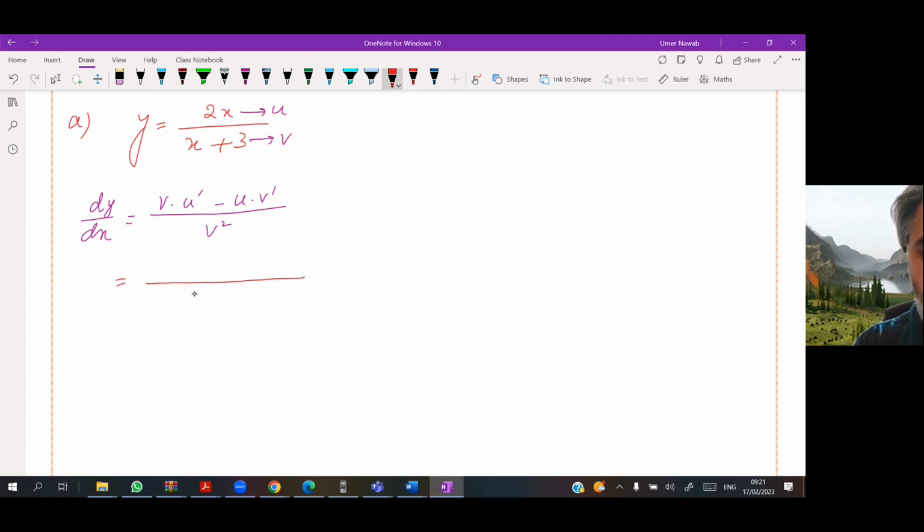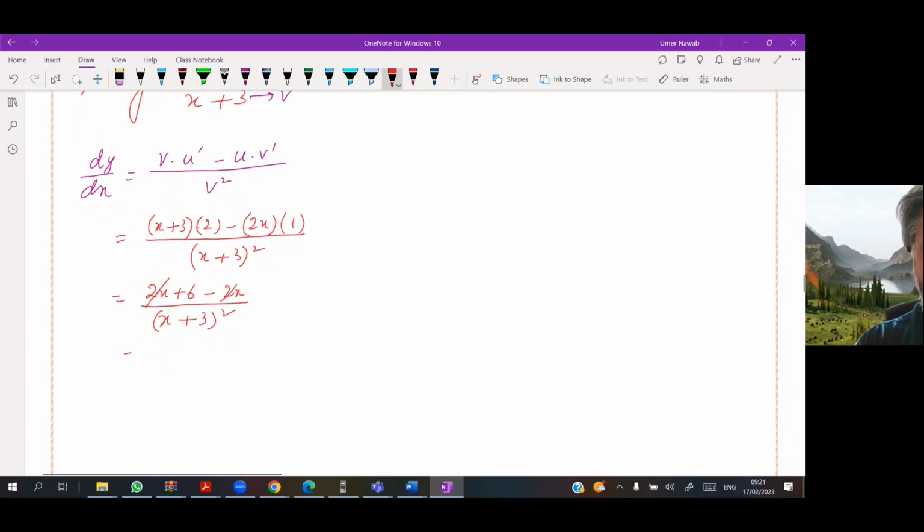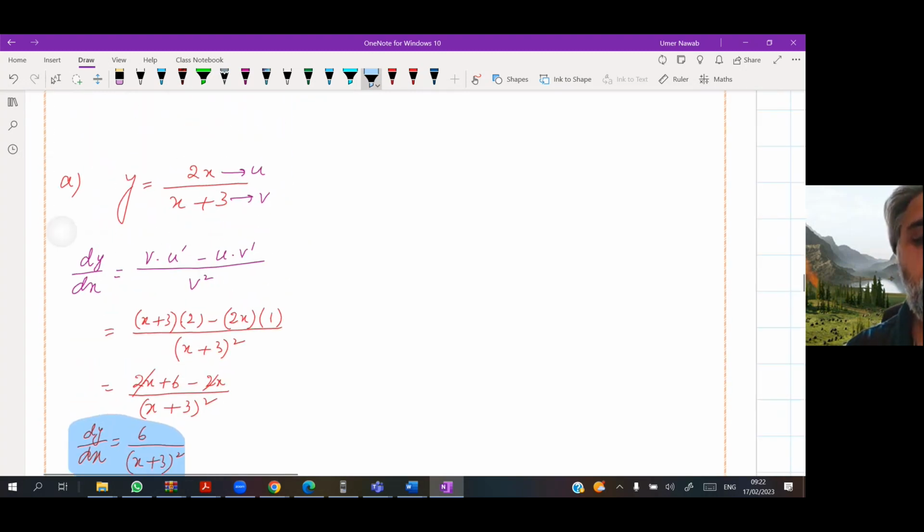What is the denominator? x plus 3. Put a square on it, and copy x plus 3, which is v. What is the derivative u prime? The derivative of 2x is 2, minus copy 2x. And what is the derivative of x plus 3, which is 1? Now simplify: 2x plus 6 minus 2x over (x plus 3) whole squared. Cancel 2x with minus 2x, and the final answer comes to 6 over (x plus 3) whole squared. And that is my dy by dx. First question is done on the quotient rule.